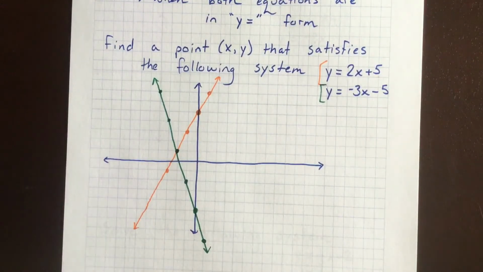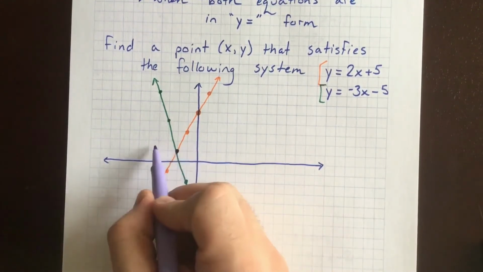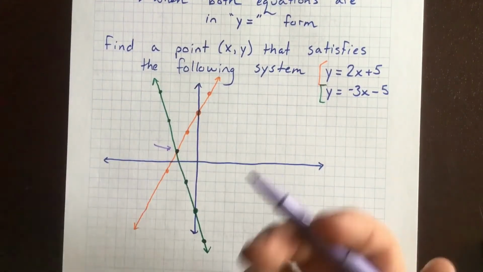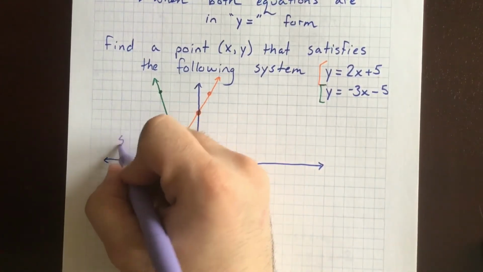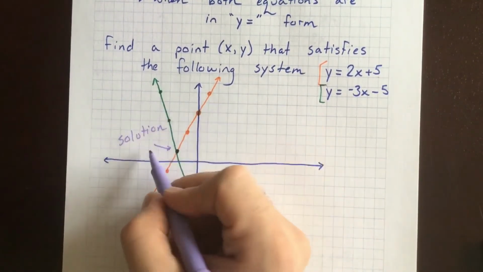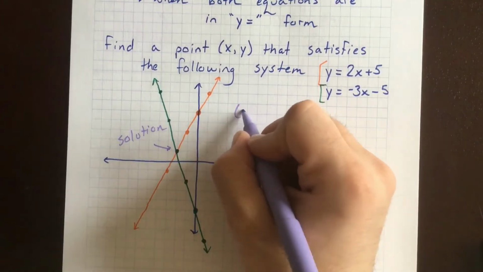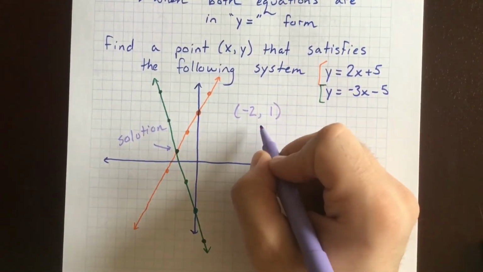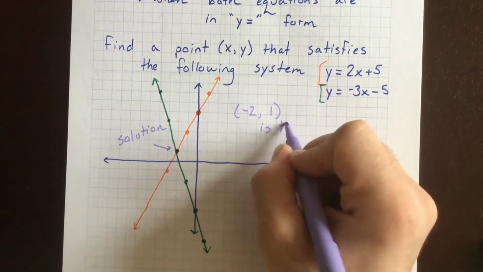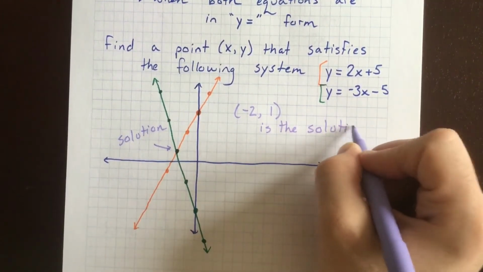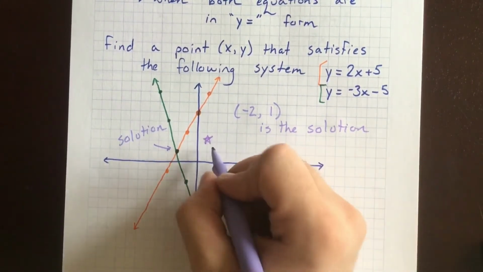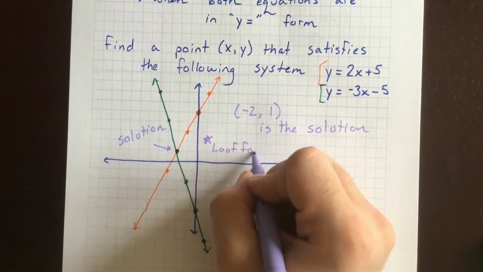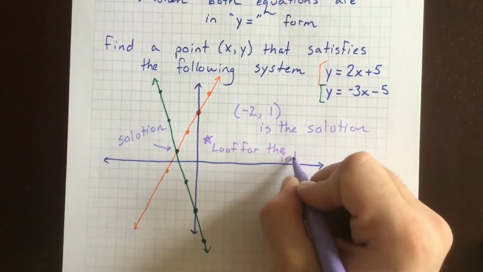To solve this system, if I'm able to graph the problems when they're in y equals form, the solution, and this is what's amazing about this method, is staring at us. Where the two lines intersect is the solution. So this coordinate is, write this down, negative 2, comma, positive 1, and that is the solution. A little note here: we want to look for the intersection.